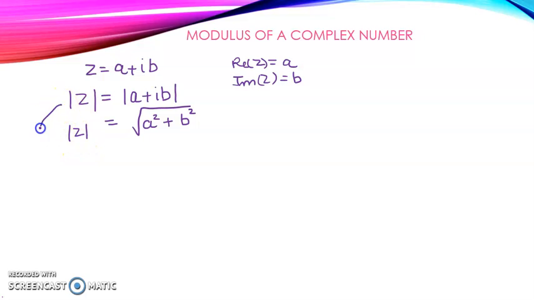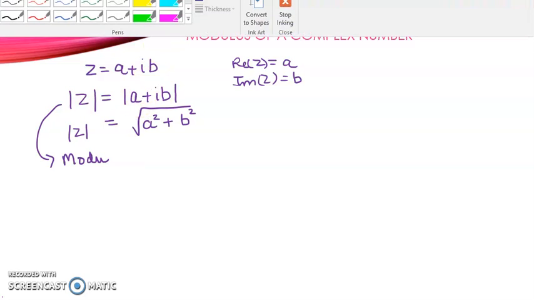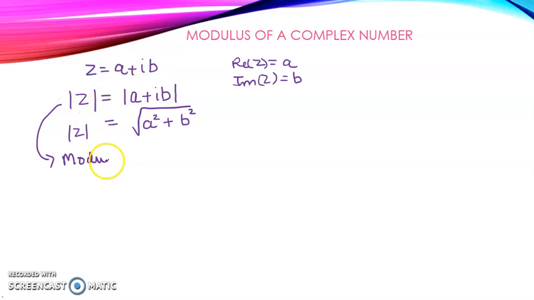This notation is modulus. Modulus of what? Modulus of a complex number. One minute, I'll just write this. Modulus of a complex number. Are you following, students? The notation is this.